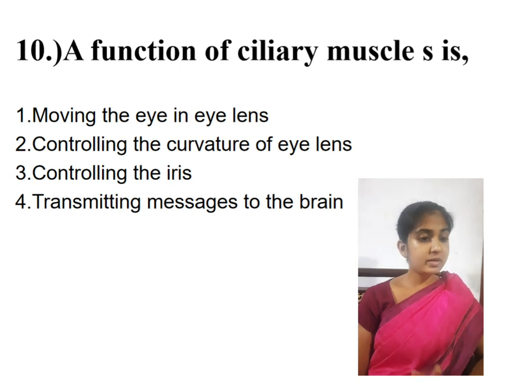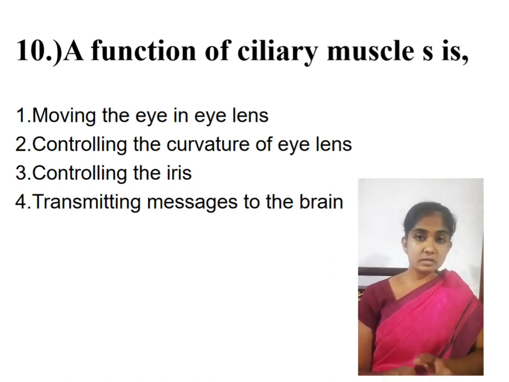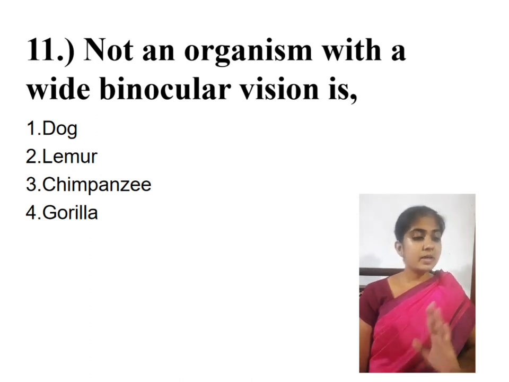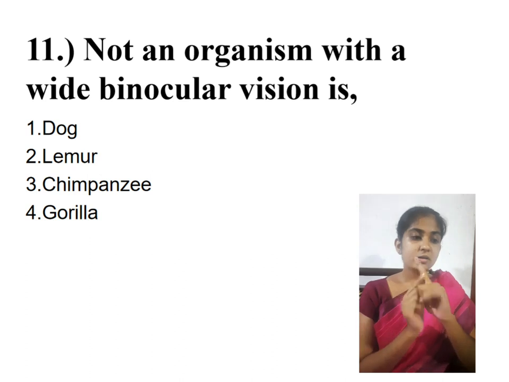Next question, a function of the ciliary muscle. The function of the ciliary muscle is controlling the curvature of the eye lens. We can increase the curvature of the eye lens and decrease the curvature of the eye lens. These movements are controlled by the ciliary muscle. Answer 2. Next question, not an organism with a wide binocular vision. We know lemur, chimpanzee and gorilla. In these animals, the eyes are located at the front side of the skull. So they have a wide binocular vision. Dog is not like that. So the answer is dog.